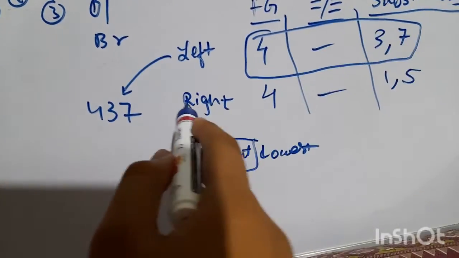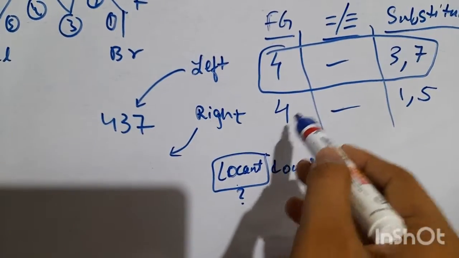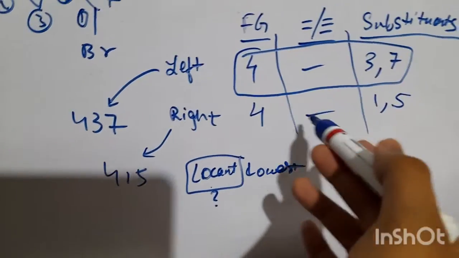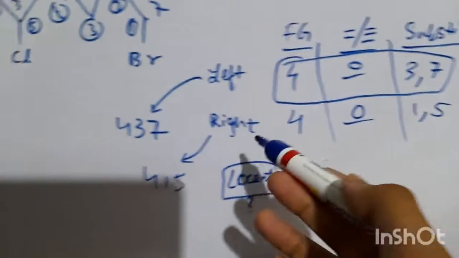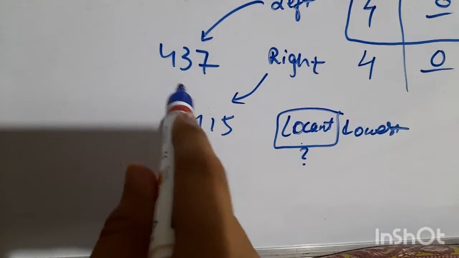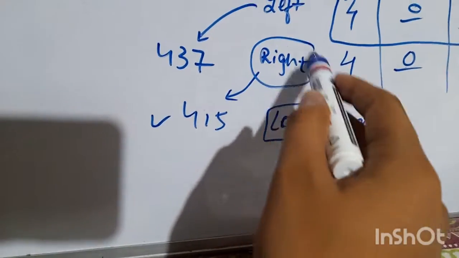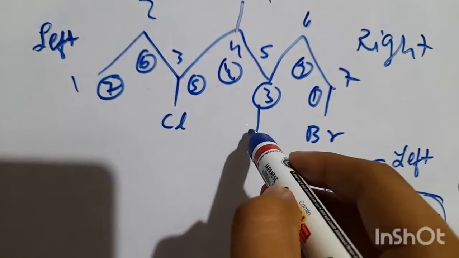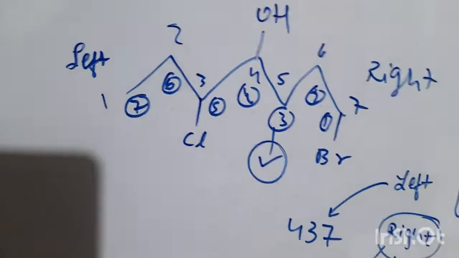If we count from the right, the locant number comes out to be 415, or 4015 if you like. It doesn't really matter. It's 437 versus 415. Which is lowest? This one. So we take the right side numbering. So you are correct. The circled ones are correct. 1 2 3 4 5 6 7 is correct.